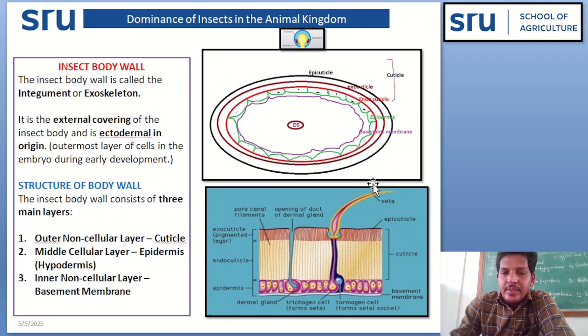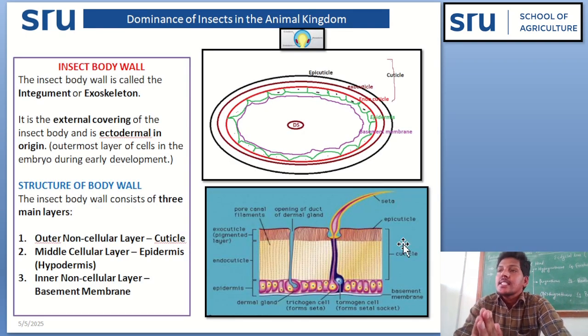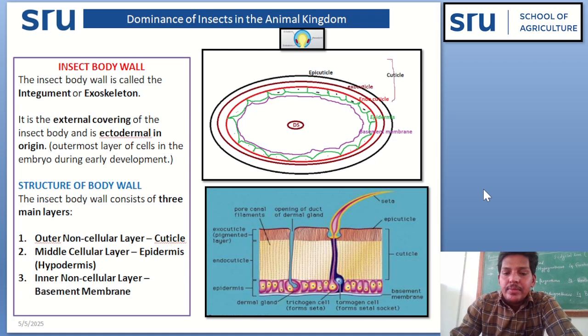Very good. See here, insect body wall is also known as integument or exoskeleton. You already know, this is the external covering of the insect body, and it is derived from the ectoderm of the embryonic stage.